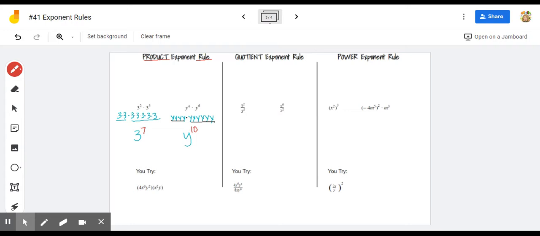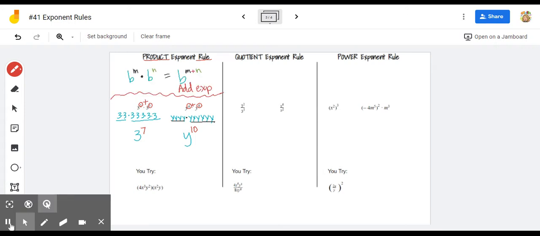Now, another way you can see this is if I take 2 and add it to 5, I end up getting a power of 7, right? 2 plus 5. And if I take 4 plus 6 as my power, I end up getting a power of 10. So the product rule says that I can add the exponents if the bases are the same. So I just wrote that rule up at the top for you guys, that when we're multiplying bases that are the same, you can add their exponents.